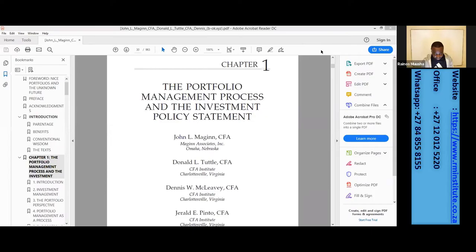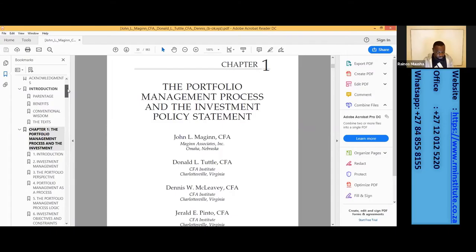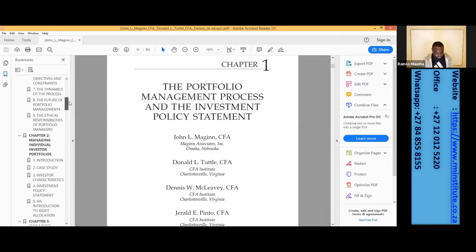So if you look at Inv4801, there are 7 study units that you're going to be covering, but these 7 study units are basically broken down by covering the chapters which are in the textbook. In the textbook, the chapters that you're going to be covering are chapter 1, which looks at the portfolio management process and the investment, then chapter 2, which looks at managing investors' portfolios.